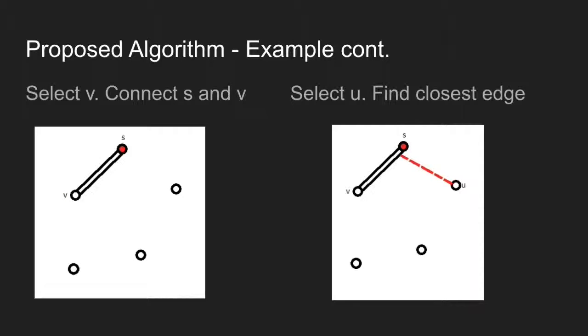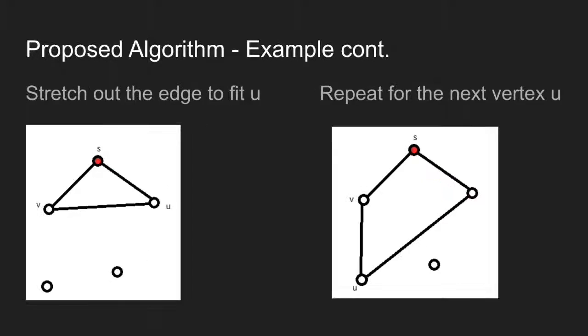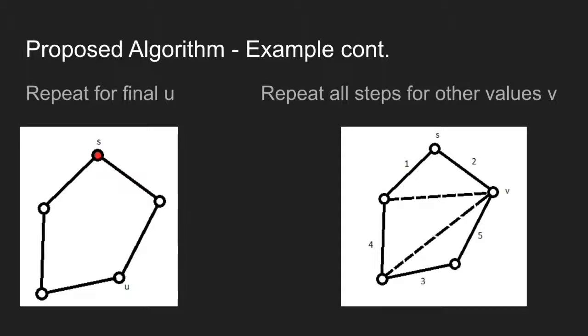Then you select U, and then you find the edge in P that is closest to U. Then what you do is you stretch out that edge so that it includes U. And then you continue to repeat that for the next U. You do the exact same process. You're finding that closest edge and you're pulling it out so that it connects the next vertex. And then you repeat it finally for the last U. That will give you a complete graph.